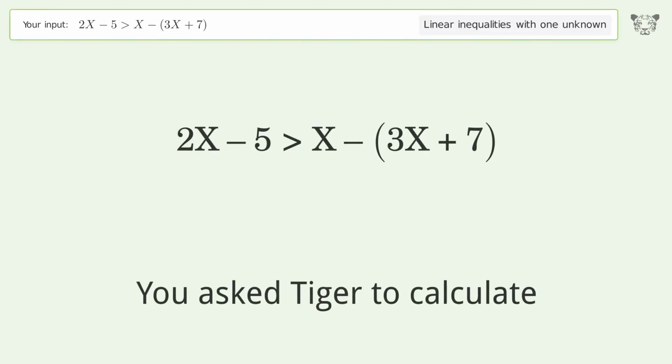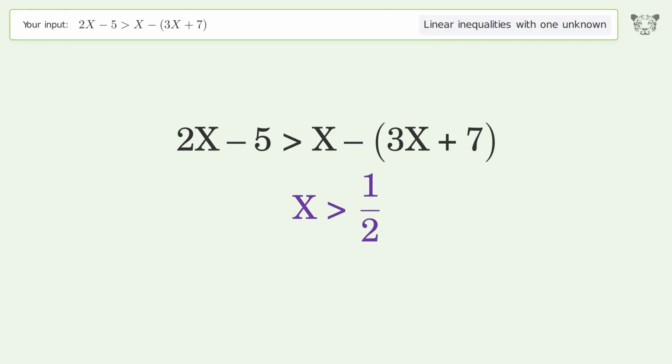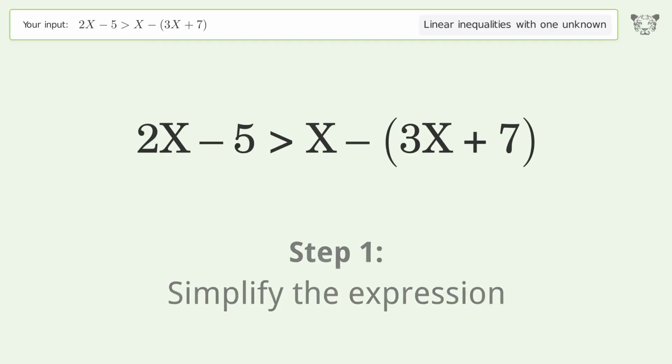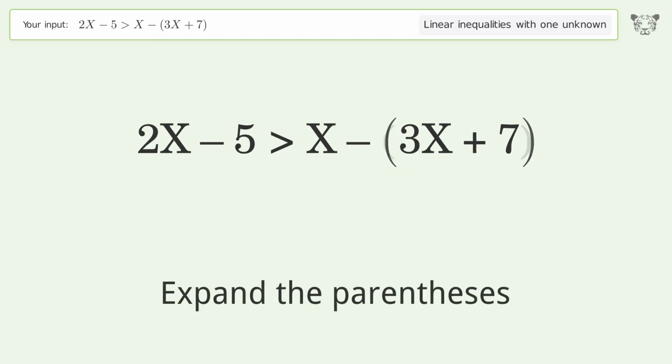You ask Tiger to calculate. This deals with linear inequalities with one unknown. The final result is x greater than -1/2. Let's solve it step by step. Simplify the expression. Expand the parentheses.